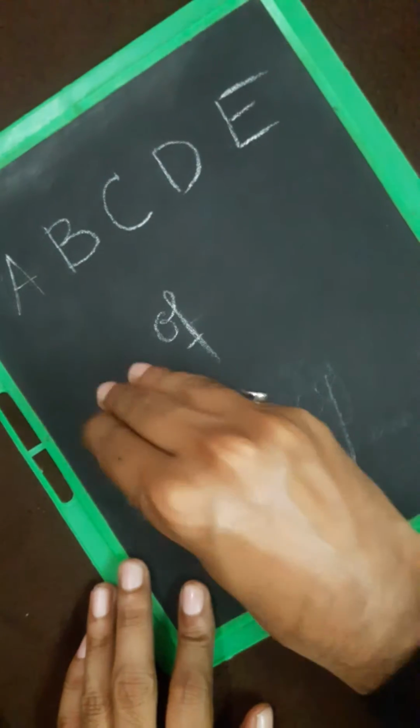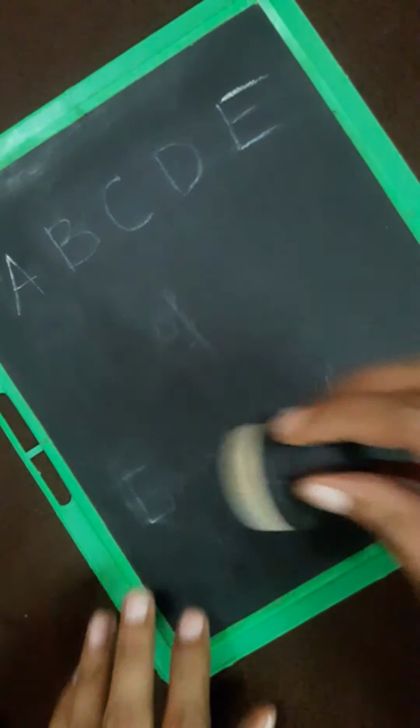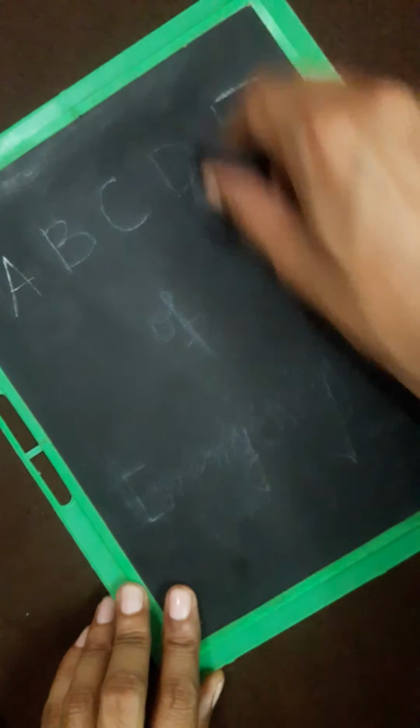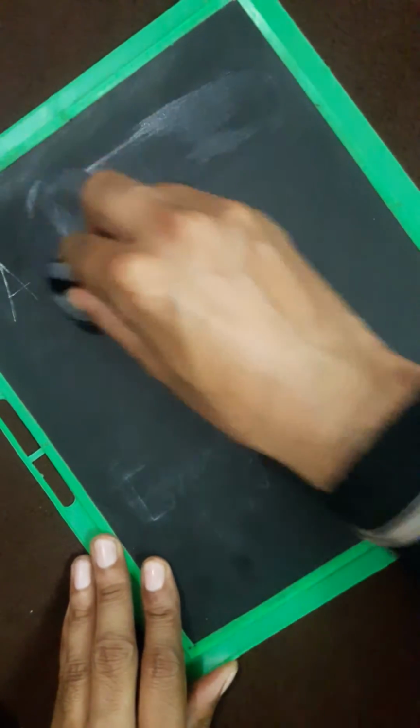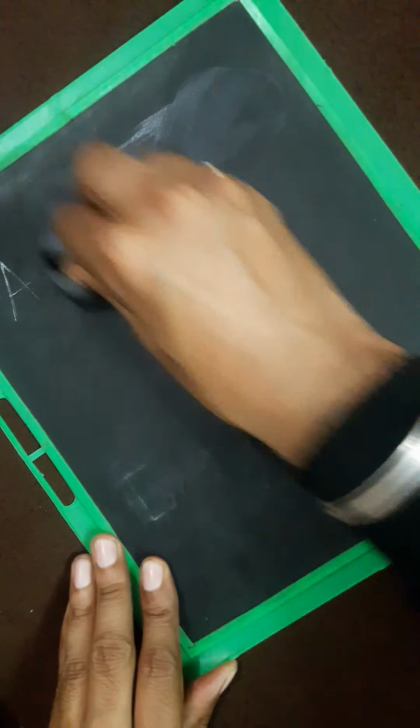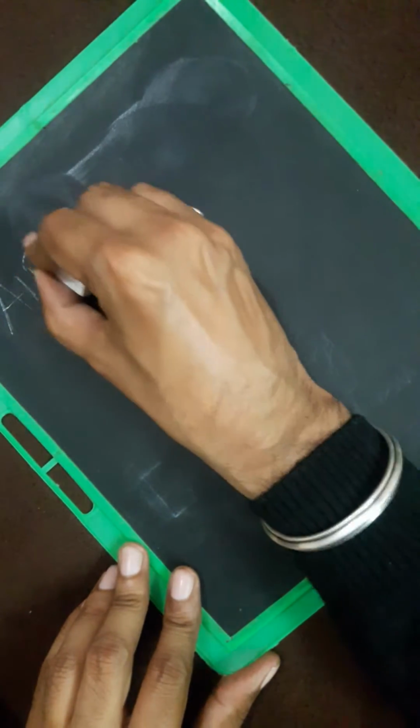So now we come to the first, that is A of ABCDE. A is about the airway. So we will talk about A, that is airway.